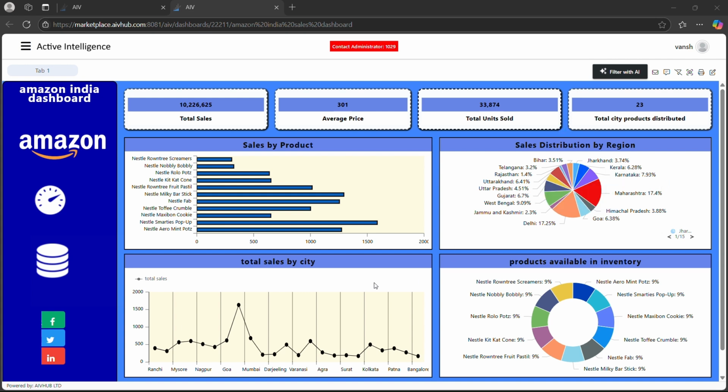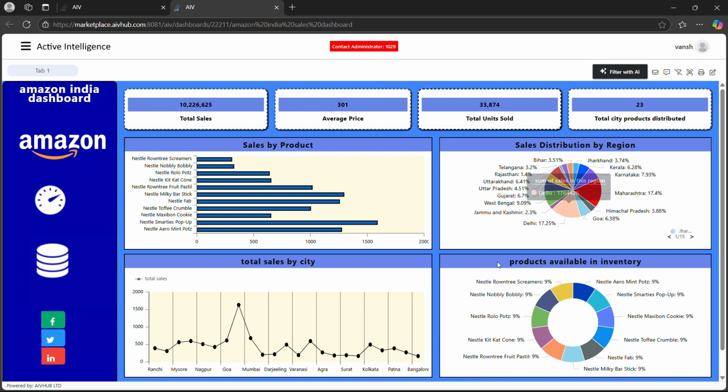Next, we have the total sales by city, which is a line graph providing a detailed view of sales performance in different cities, including Mumbai, Bangalore, Kolkata, and many more. This visualization allows us to track sales trends over time and identify cities with the highest and lowest sales, which helps us to strategize better for each location.